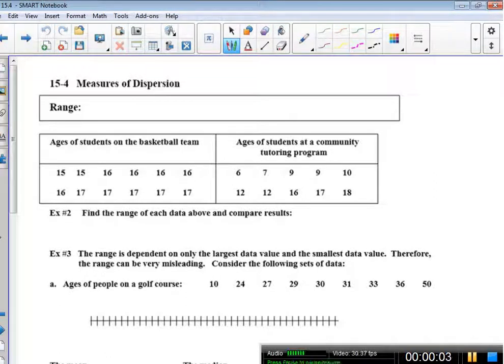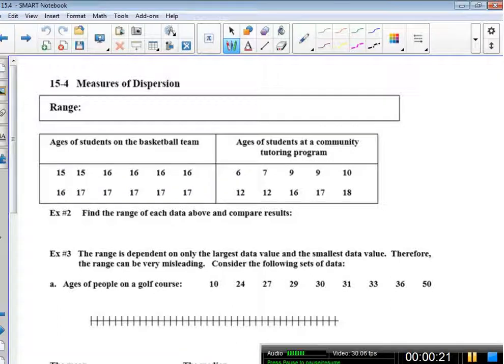All right, today we are going to be talking about measures of dispersion. So we're leading down the path to get to standard deviation, but not quite there yet. We've already talked about mean, median, and mode, and today we're going to continue our discussion starting with range.